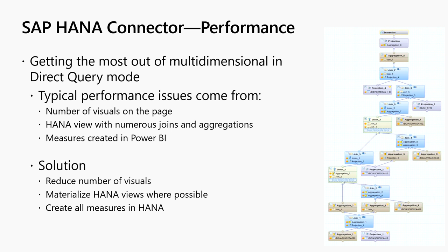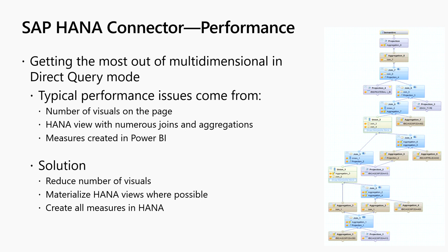Another thing that you want to look at is your underlying HANA view, especially when you're using direct query. Every click sends a query to your underlying HANA view, so you have to see how your HANA view is performing. Typically, a HANA view, like the image shows there, could have multiple aggregations and joins and so forth. So it might be worthwhile to look at that HANA view and see if you can optimize it, maybe create some materialized view in between. So that could be an option.